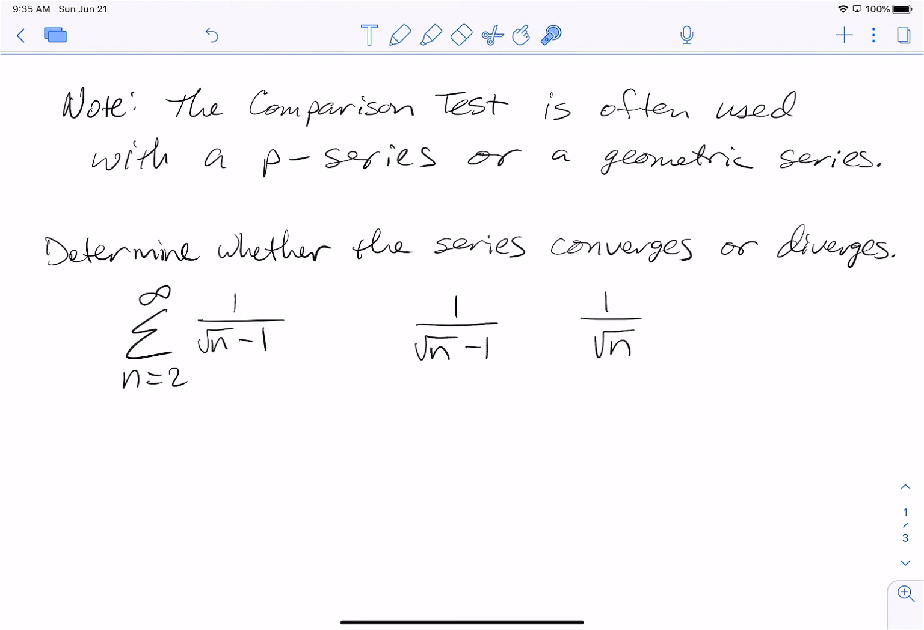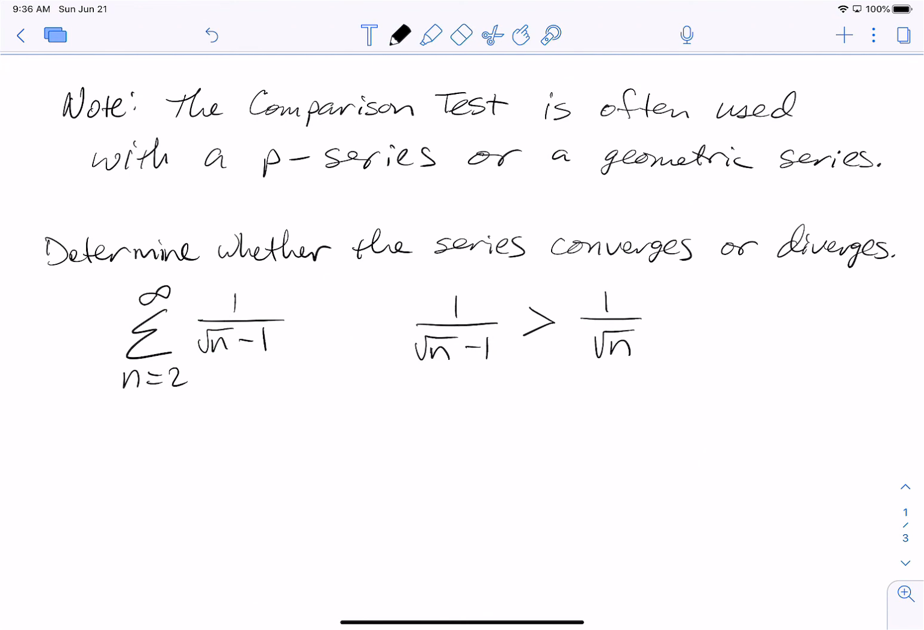Now here's something people blow right past a lot. Take the moment to look at the denominators and see which series has bigger terms. The one on the left, 1 over the square root of n minus 1, has a smaller denominator and therefore a larger overall result than 1 over the square root of n. So I have that 1 over the square root of n minus 1 is larger than 1 over the square root of n.